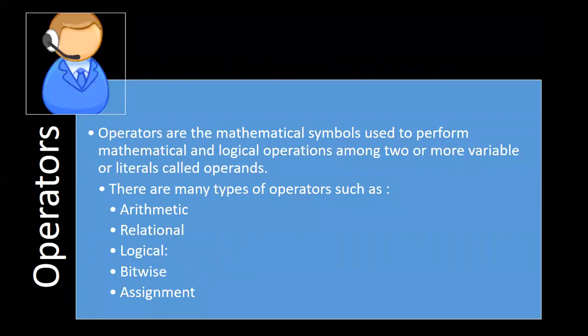Then operators. Operators are mathematical symbols which are used to perform mathematical and logical operations between two or more variables, which are called operands. So how many types of operators are there? Arithmetic, relational, logical, bitwise, and assignment. And there are more, but we will be studying them in the next chapter, with the different kinds of operations between those operators.